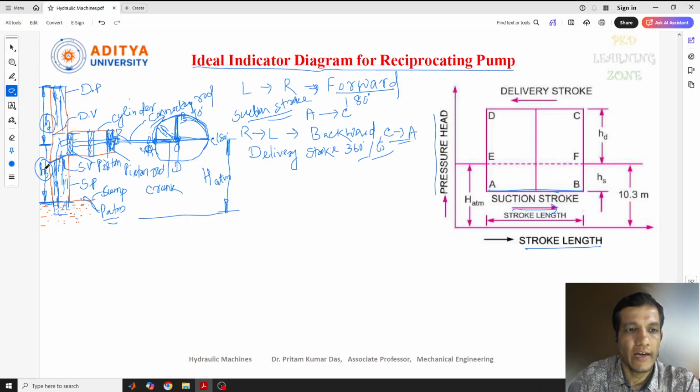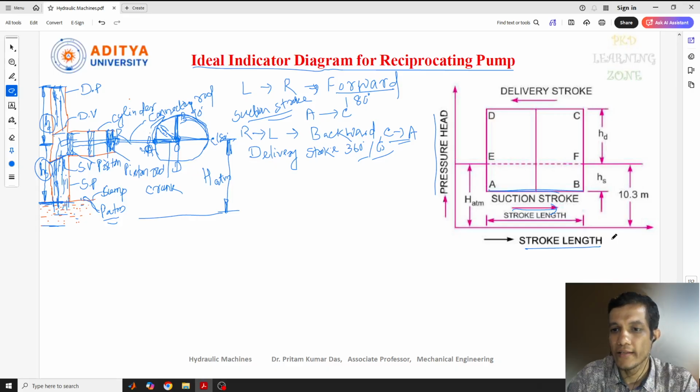H_atm, and here I have marked the suction from this point. But if you see the total height, how much pressure is acting on this, that is the atmospheric pressure head, which can be marked as H_atm. I'll tell you what these things are now. So this is the point we are supposed to discuss here.